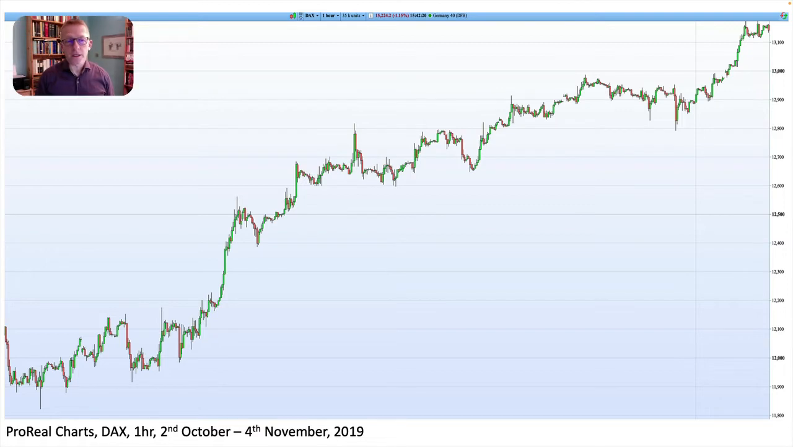Now, this is an obvious trend, a bull trend, on the DAX, the German Equity Index, over a period of about a month. Let's take a look at where it starts first of all. So we're going to zoom in to the bottom left-hand corner and see how it performs and where it breaks down.